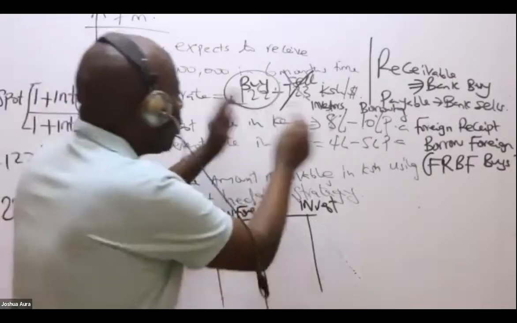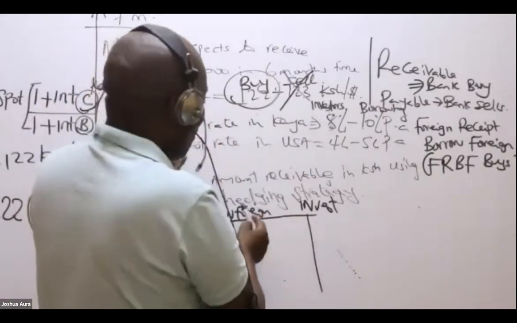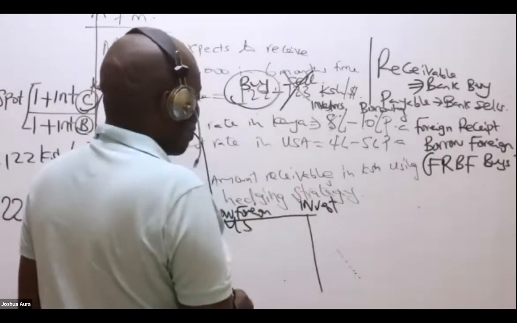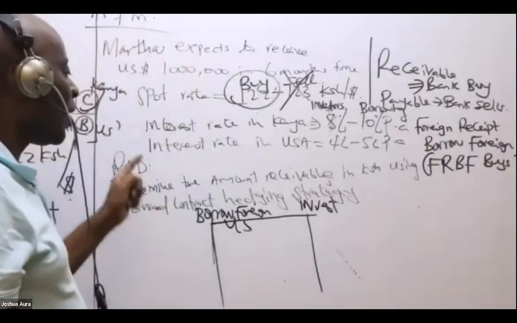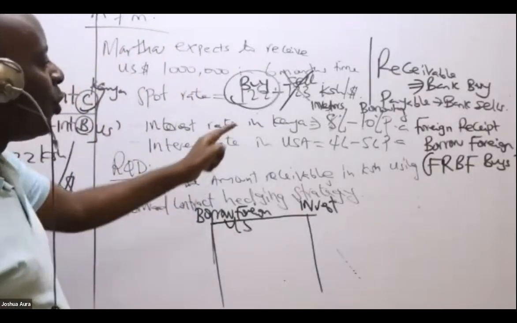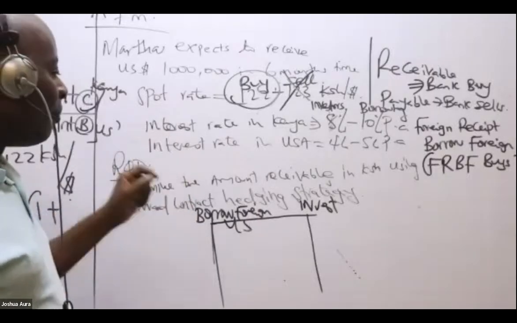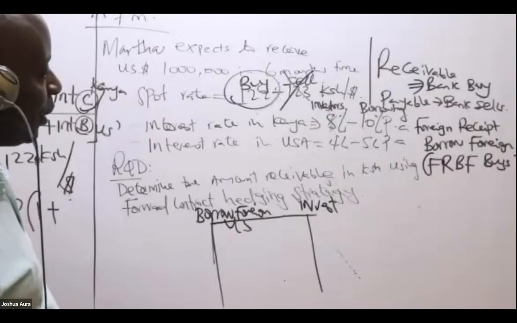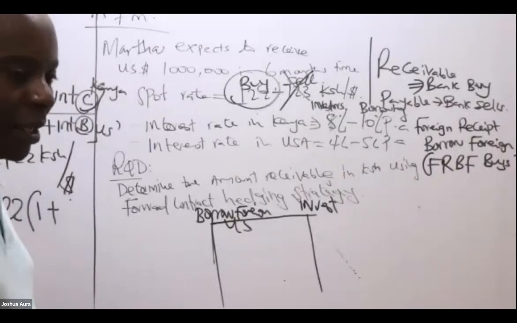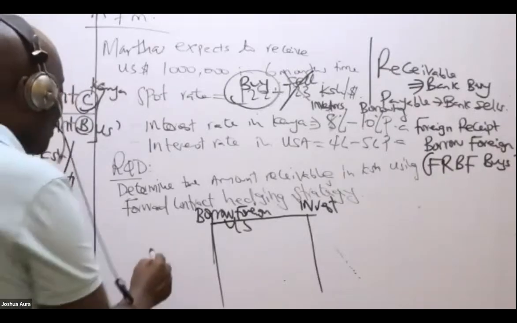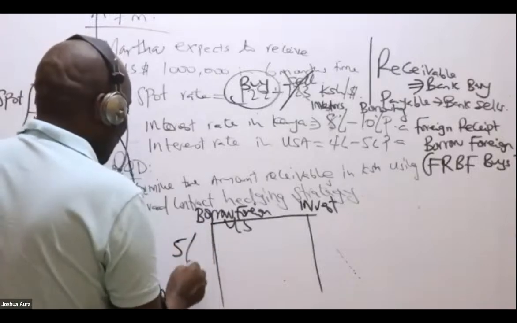Foreign in this context, mother is a Kenyan, foreign is the US. So who can give me the borrowing rate of the US dollar? Is there somebody who is able to see the borrowing rate of the US dollar? The borrowing rate of the US dollar is 5%.